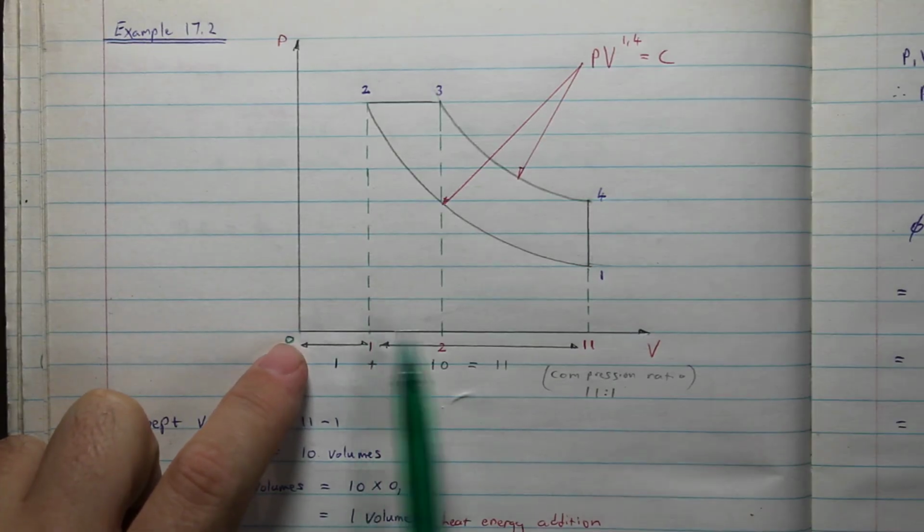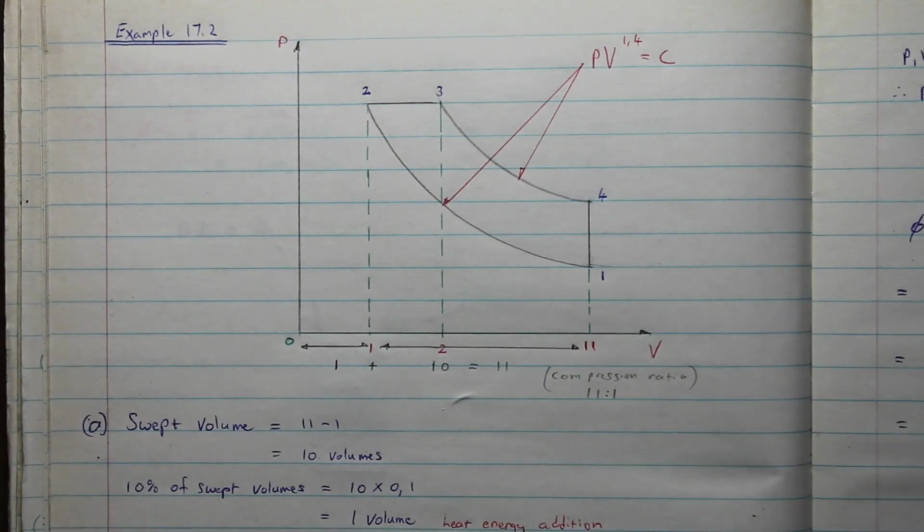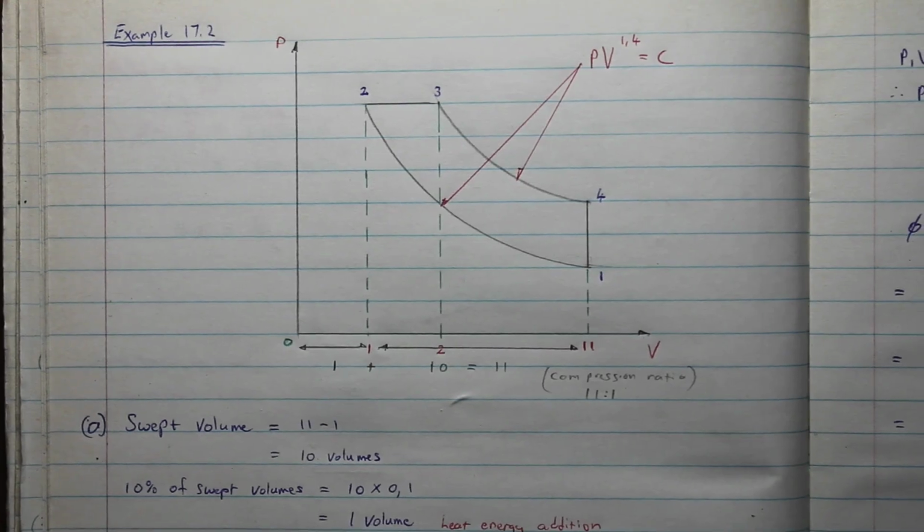So 11 is to 1. But we don't know what the actual volumes are yet. That's what we're going to work out later. They do give us the information that the engine uses 0.05 meters cubed per stroke. So they give us that. Okay, so how do we start?